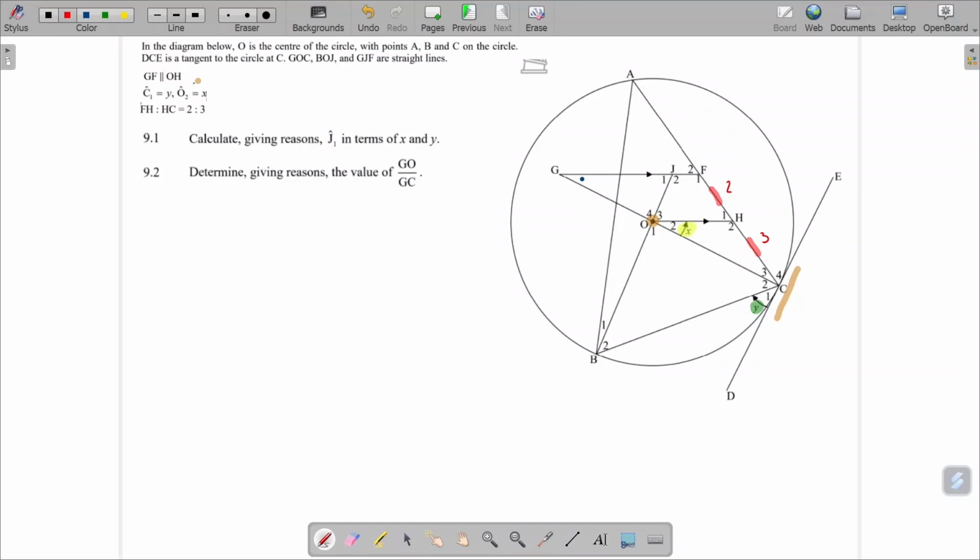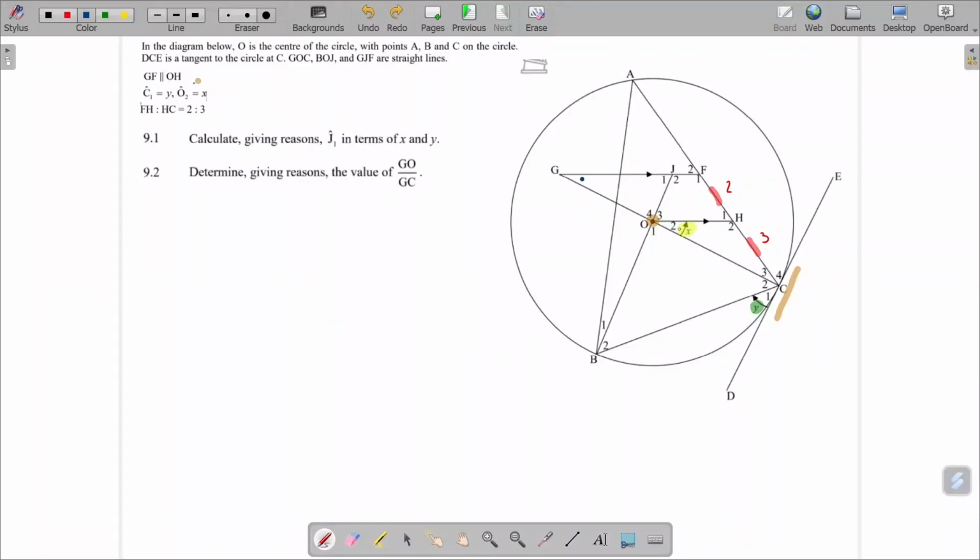Calculate with reasons the size of J1 in terms of X and Y. Okay, so let's have a look what we can do here. We know that we have parallel lines, so we should be able to get quite quickly that O2 is going to be corresponding to this angle here at G, so that's going to be size X.